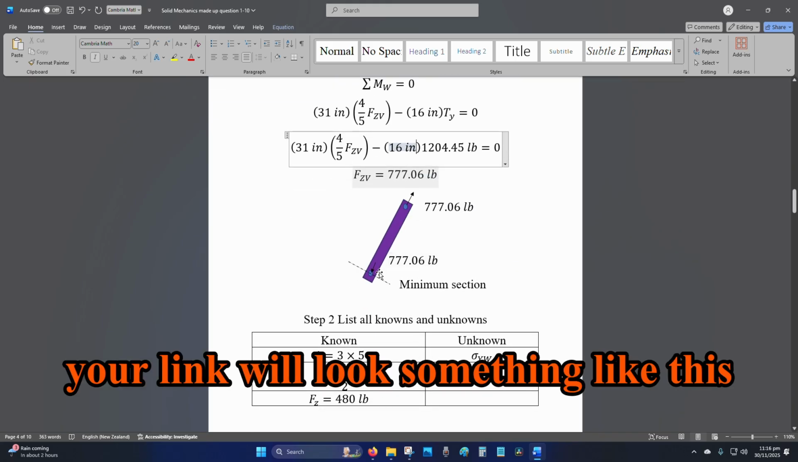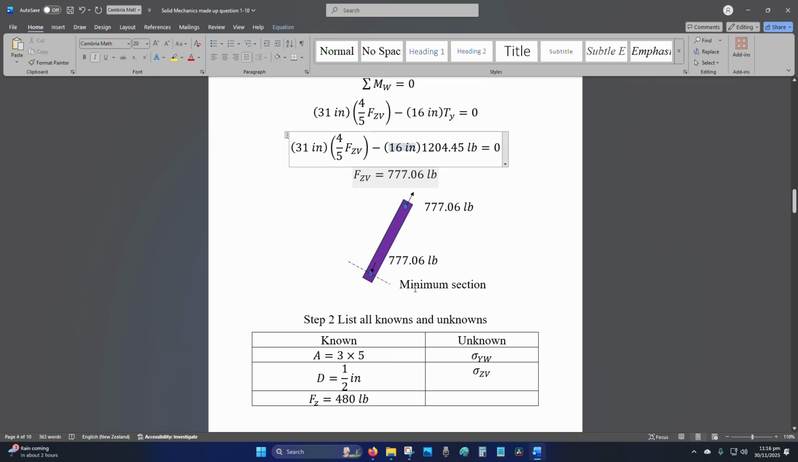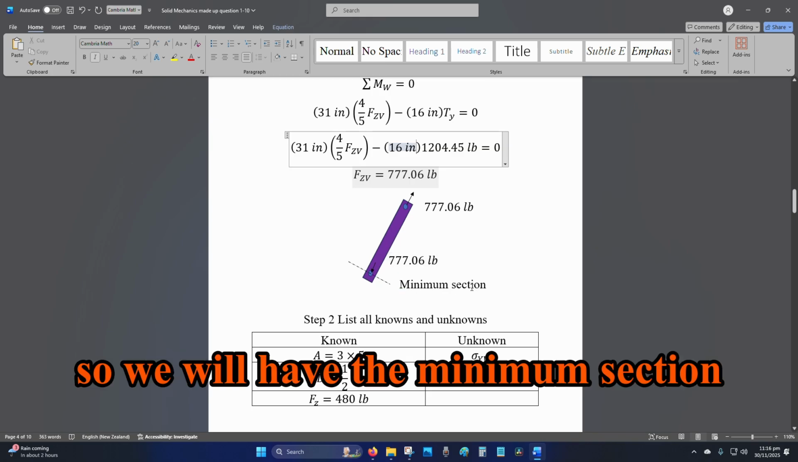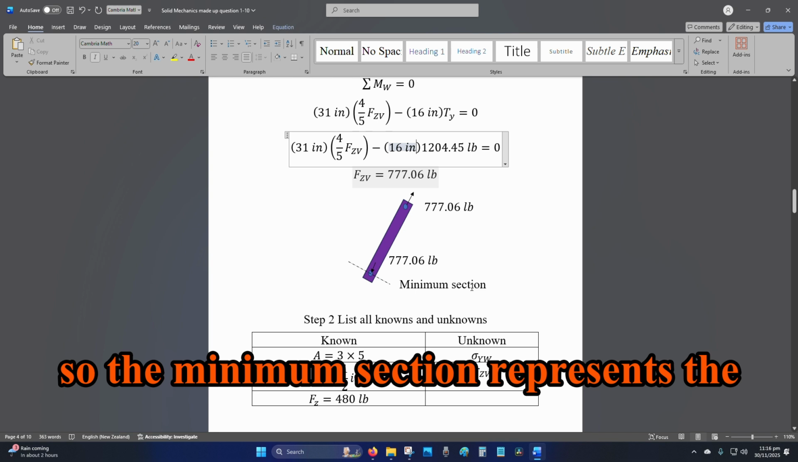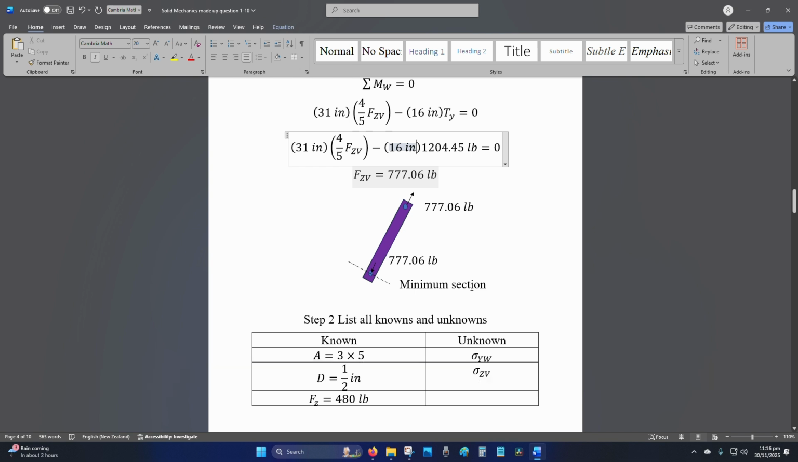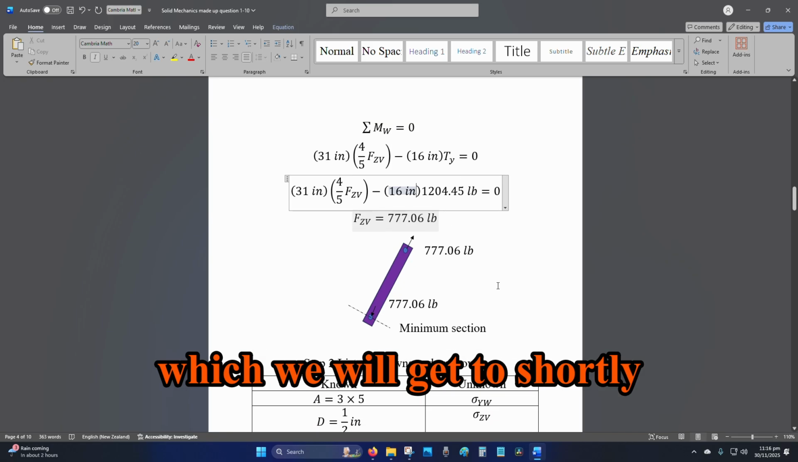Alright, so your link will look something like this. So we will have the minimum section. So the minimum section represents the minimum diameter of the area. So you need to subtract that for your area, which we will get to shortly.